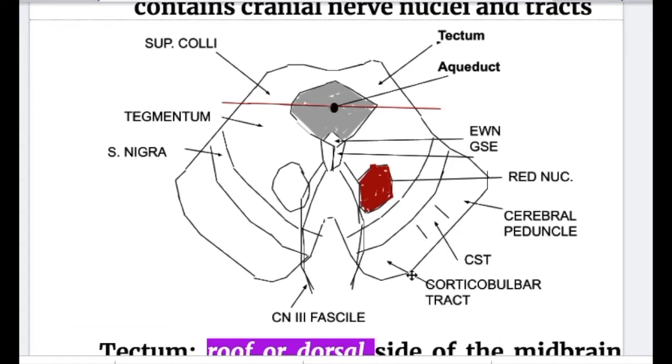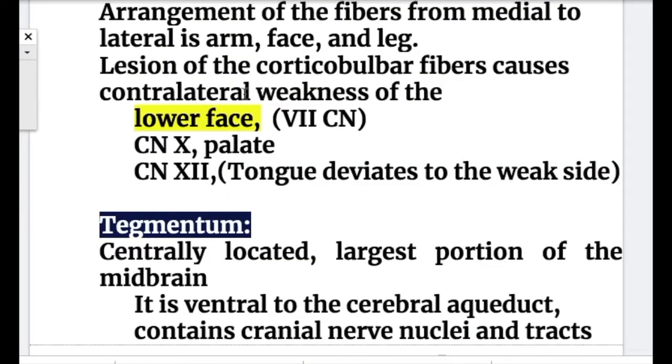Whereas a lesion of the corticobulbar tract, what does it cause? It causes contralateral weakness of the lower face because of involvement of the 7th cranial nerve, the facial nerve; the palate, which is supplied by the 10th cranial nerve; and the tongue, which is supplied by the 12th cranial nerve, the hypoglossal nerve. The tongue deviates to the weak side when protruded if there is a lesion of the corticobulbar fibers.